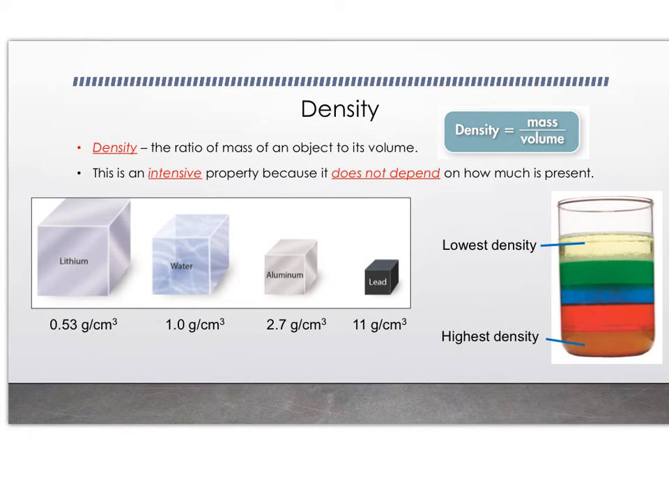An important physical property that we're going to be talking about now is called density. This is the ratio of mass of an object to its volume. Hence, here is your density formula, and you can probably find this on your reference chart with all the formulas. This is an intensive property that does not depend on how much is present. So the density of each specific substance will never change.